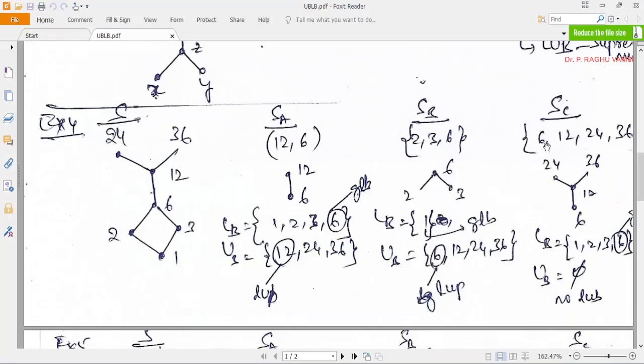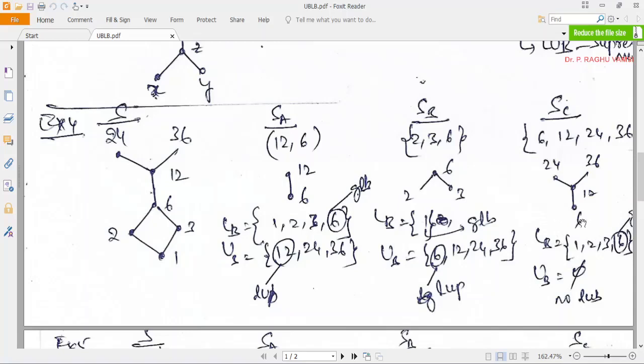Now if the subset 6, 12, 24, 36 is given, the elements below 6 are 1, 2, 3, 6. Here there is no problem in this. But coming to the upper bound, from 6, what are the elements that can be reached?